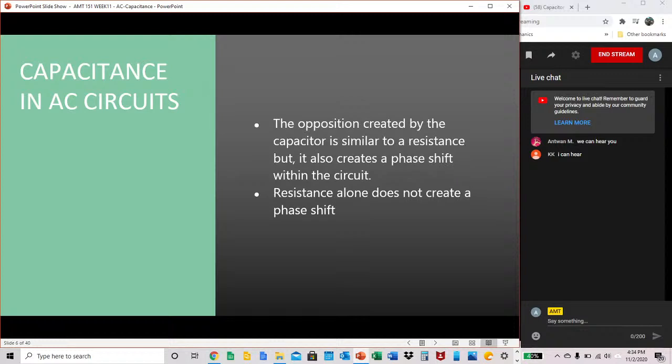The opposition created by the capacitor is similar to a resistance, but it also creates a phase shift within the circuit. Resistance alone does not create a phase shift. So like in our DC circuits, we have resistance, but there is no phase shift. And remember, we talked about phase, cycle, and frequency. We talked about that in the last lecture.